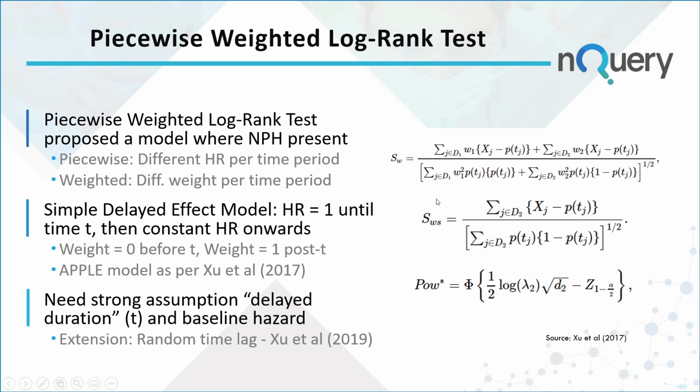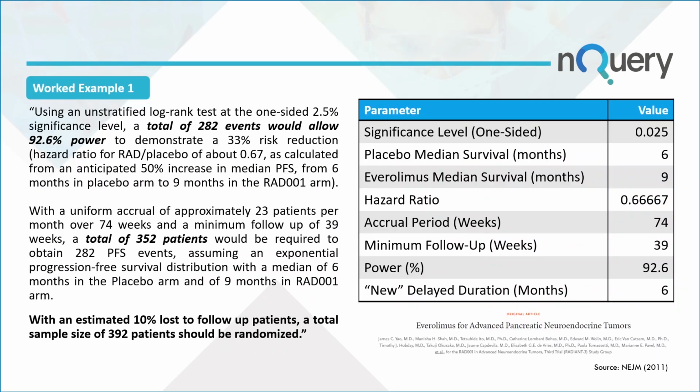And if you're interested in how the test statistic looks, it looks like this here, with this SWS, the middle one here, being this simplified Apple model, which is just a subset of the much wider piecewise weighted log rank test statistic. So this is that subset where HR equals 1 and constant hazard ratio onwards, weight 0 before time t, weight 1 post time t. In theory, this could obviously be extended to 3, 4, 5 different piecewise parts as well. But for now, we'll focus on the simple two-part one.